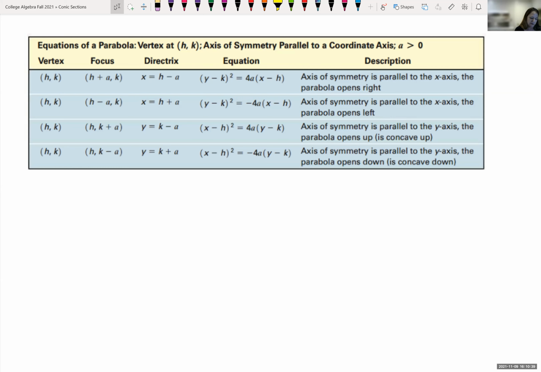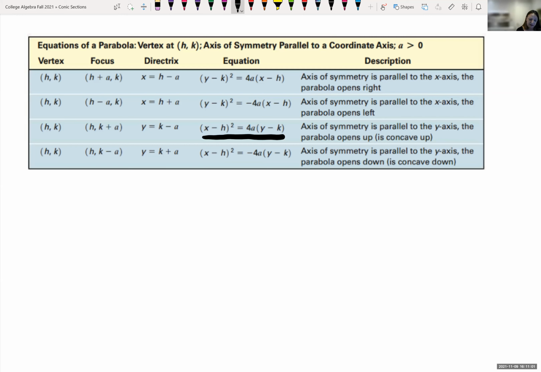Let's first go back over here. Let's look at the third line. Okay, so if we have it in this form, we can tell what the vertex is. We can tell what the directrix, that line of the directrix is, and we can tell where the focus is.